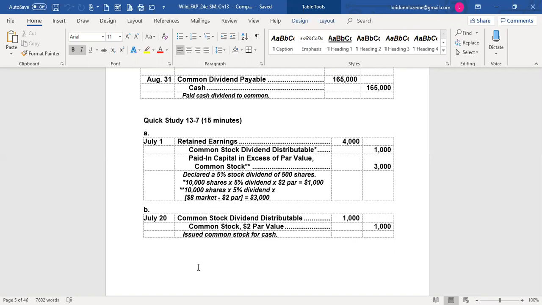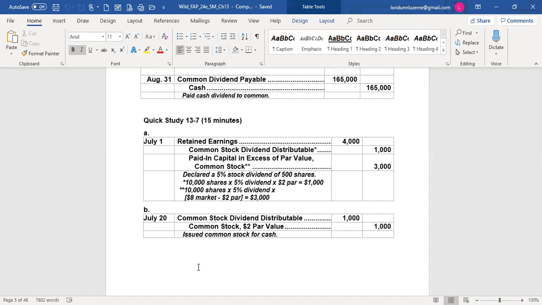Since we're not sending out the common stock that day, we don't credit the common stock account yet. We put the par value of the common stock we will send out, 500 shares times $2 par value, in common stock dividend distributable account, which is a paid-in capital account. So if we had an account like this with a balance at the end of the year, we would list it with common stock, paid-in capital in excess of par common stock on our balance sheet. The excess value above par value is credited to paid-in capital in excess of par value common stock.